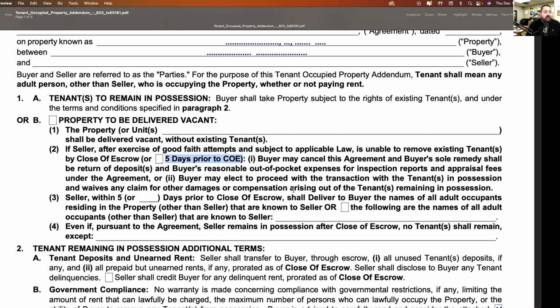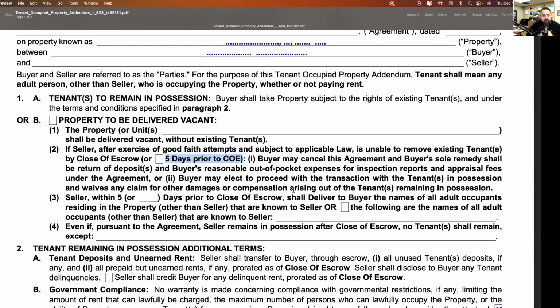Seller within 5 days prior to close of escrow shall deliver to buyer the names of all adult occupants residing in the property other than the seller that are known to seller, or check the box, the following are the names of all adult occupants other than the seller that are known to the seller. So either I can write them there, which there's really only enough room for probably 1 or 2 names, maybe 3 if you're lucky. You're probably going to have to attach a list. That's it.